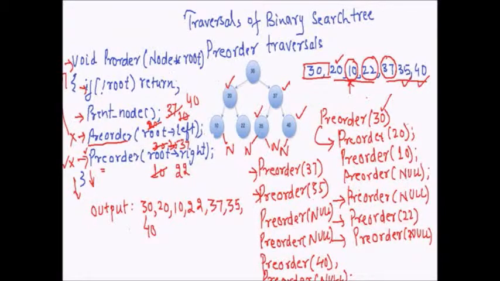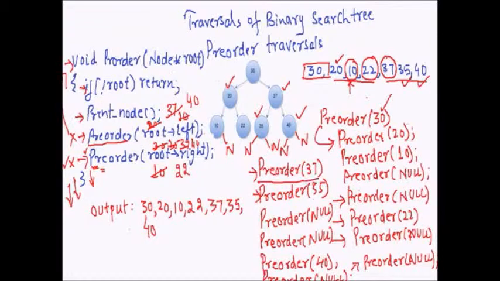So we will again call this function, root will be null, so we'll return and we will execute this step afterwards. So what is this step? This is pre-order traversal of root's right. Now root is 40, so 40's right. What is 40's right? It is null, so the invocation will be pre-order null again. And if we see the root is null, so we'll return from this function and exit this function.